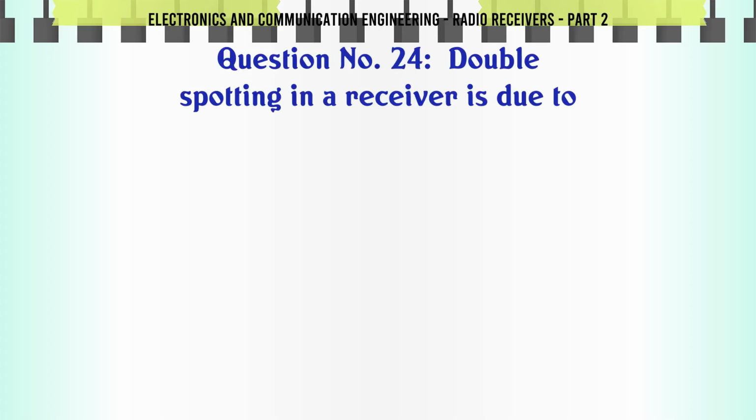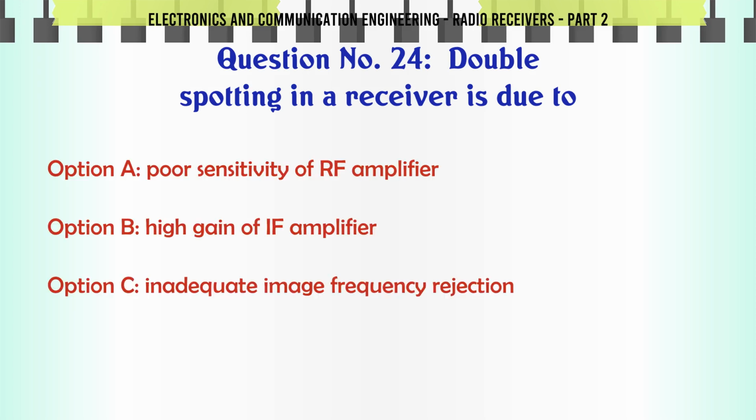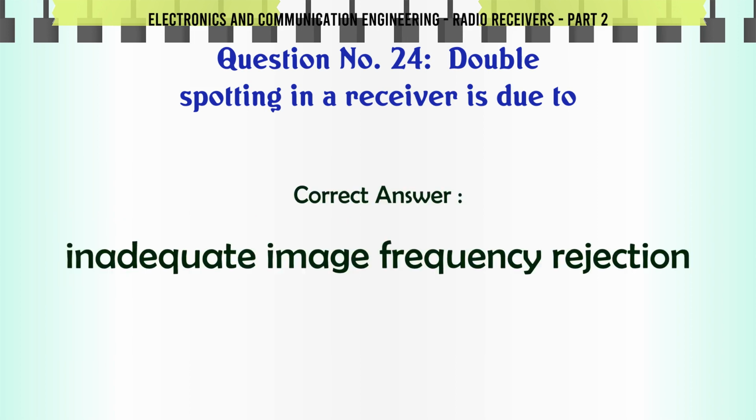Double spotting in a receiver is due to: A. Poor sensitivity of RF amplifier. B. High gain of IF amplifier. C. Inadequate image frequency rejection. D. All of the above. The correct answer is inadequate image frequency rejection.